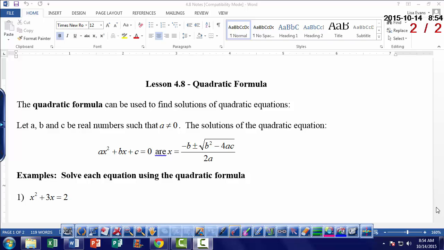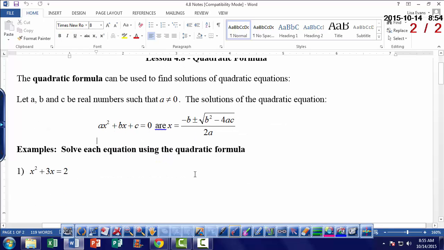Let a, b, and c be real numbers such that a does not equal 0, and the solutions of the quadratic equation are as follows. We can solve for x by plugging our a, b, and c into the quadratic formula. So we're just going to go ahead and start practicing this. The hardest part about this is simplifying at the end. So that's what I want to focus on.